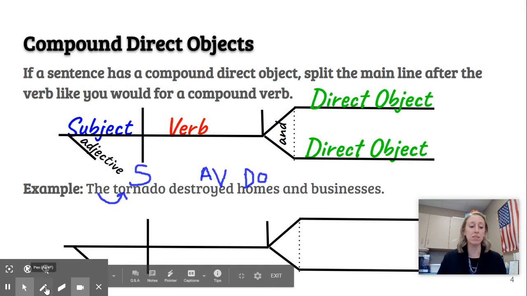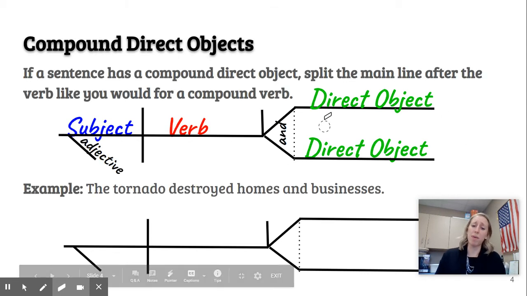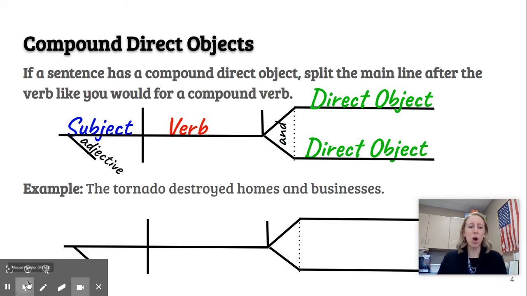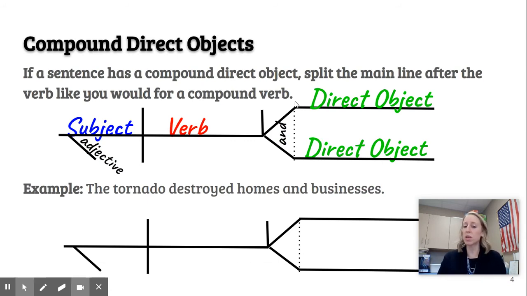Okay, so labeling ahead of time is going to be super helpful. Now we're talking compounds, like I just mentioned. When we have a compound, you can have a compound complement. That's totally fine. All you do is split the main line wherever your compound is at.